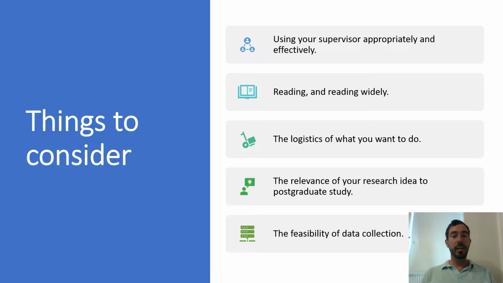the relevance of research ideas you might have to postgraduate study, and the feasibility of data collection. Can you actually do justice to the type of research idea you're interested in, or does it need modification or alteration to actually make it fit the aims and outcomes of your course?